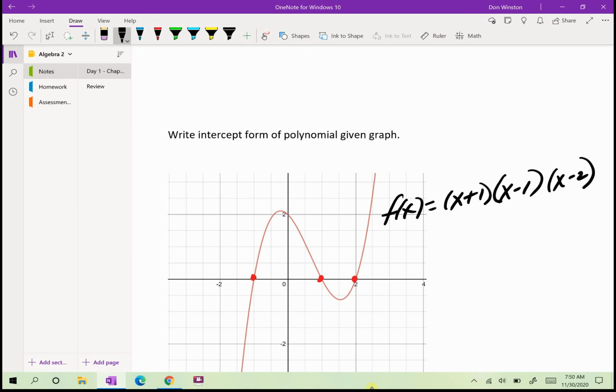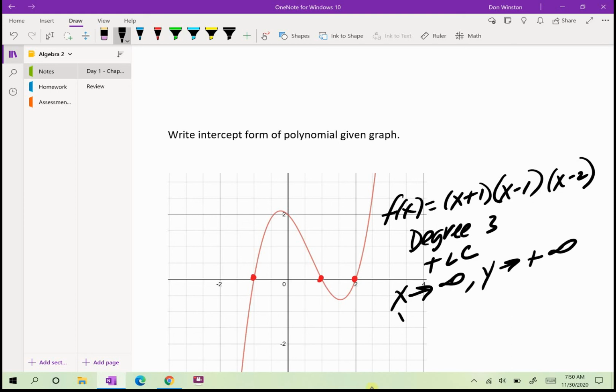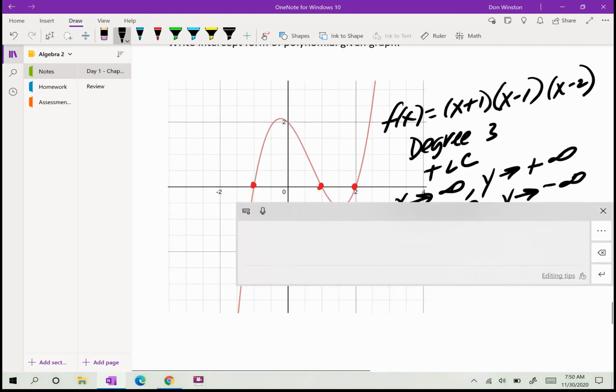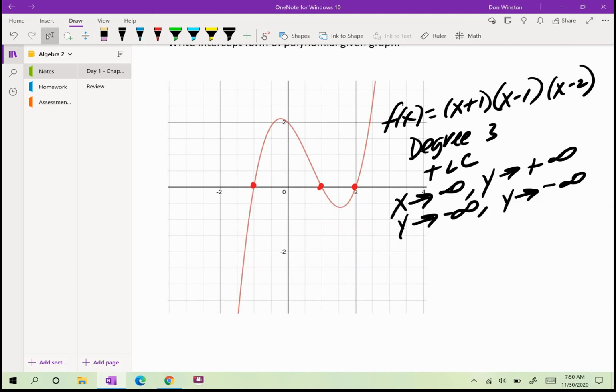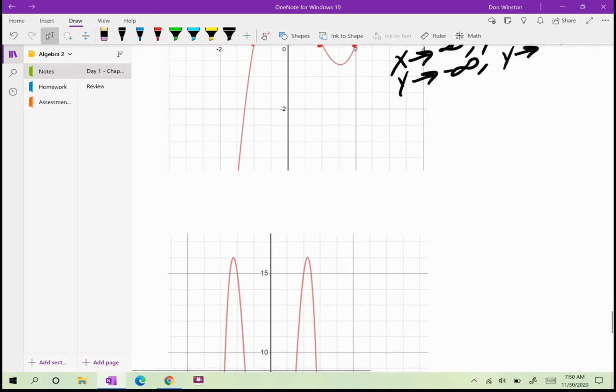It would be degree 3, and have a positive leading coefficient. As x goes to positive infinity, y goes to positive infinity. And as x goes to negative infinity, y goes to negative infinity.